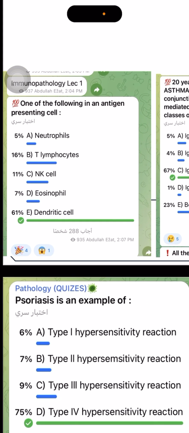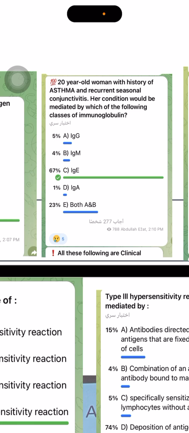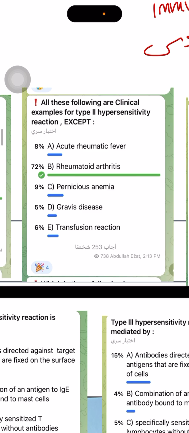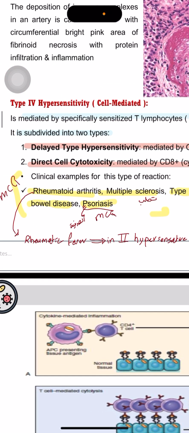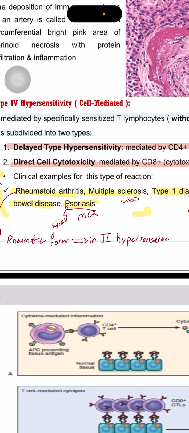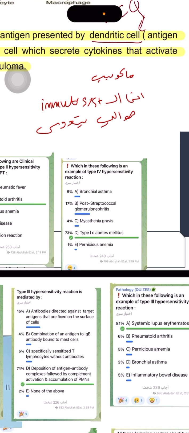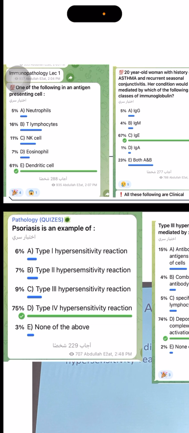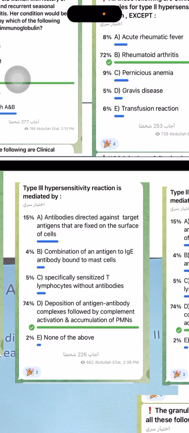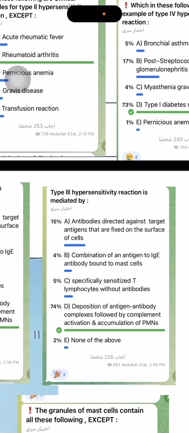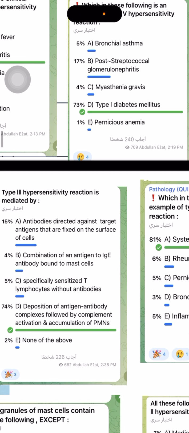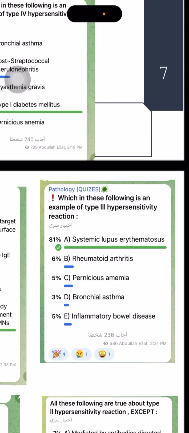One of the following is an antigen-presenting cell: the dendritic cell. A 20-year-old has asthma, immunoglobulin E, type 1 hypersensitivity. Hypersensitivity applies to all except rheumatoid arthritis. Rheumatoid arthritis is an autoimmune disease: T cell against self antigen. Which of the following is an example of type 4 hypersensitivity? Type 1 diabetes mellitus. Psoriasis is type 4. Deposition of immune complex is type 3, mediated by immune complex.